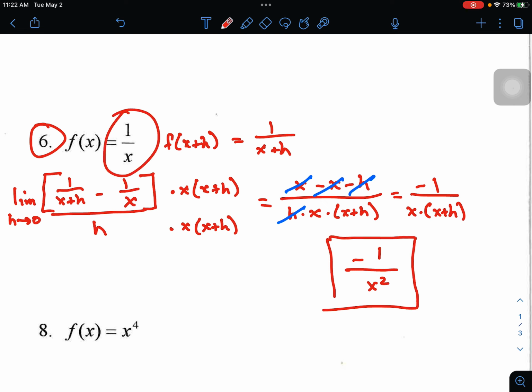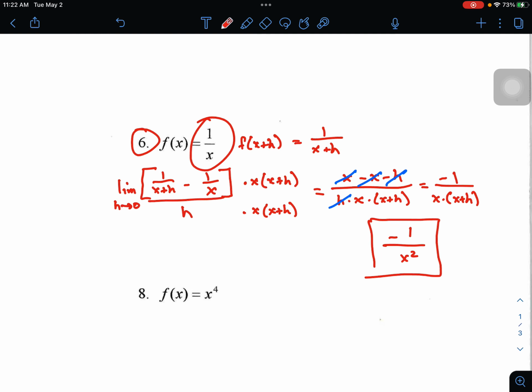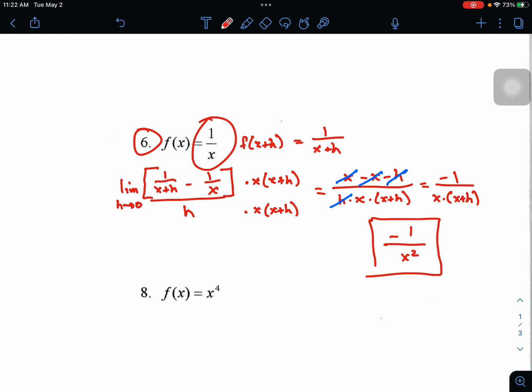Okay? And once again, if you wanted to, now you can start plugging in different values of x to find the slope at those specific values. Okay? So hopefully that helps you a little bit as you work your way through this assignment.